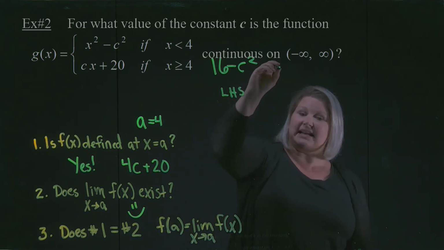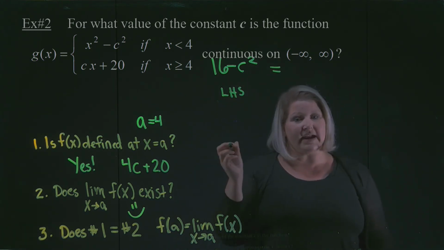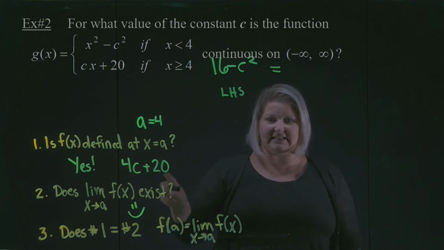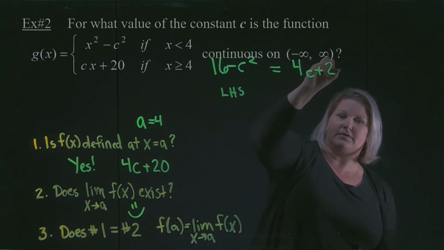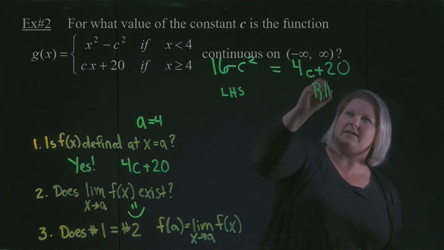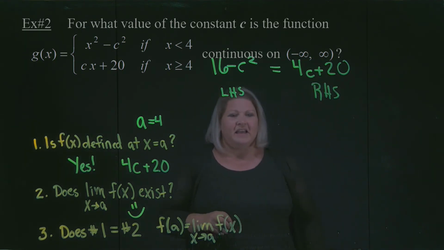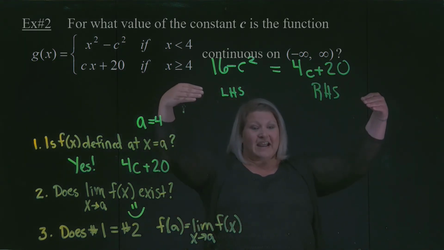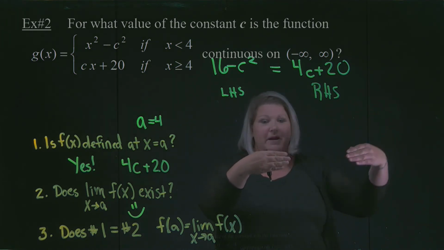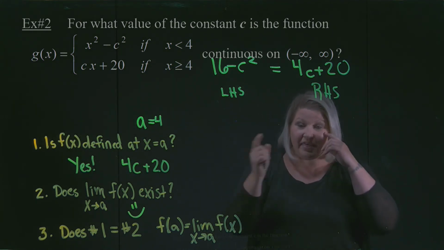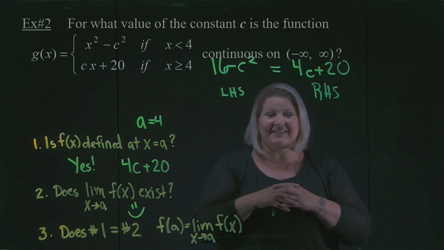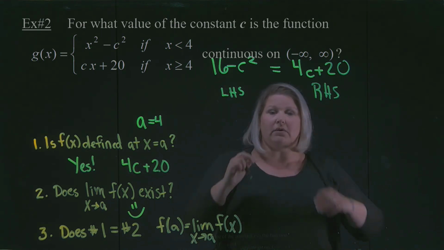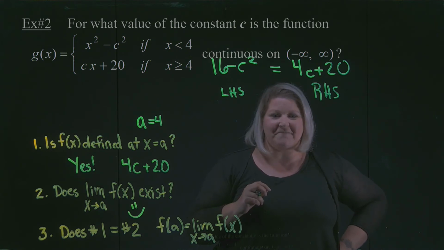Now that's my left-hand side, right? Now I want to set that equal to my right-hand side. And my right-hand side is this guy right here, the 4c plus 20. And if my left-hand limit is the same as my right-hand limit, then I can discover what value of c will make that true. So let's go ahead and solve this for c.